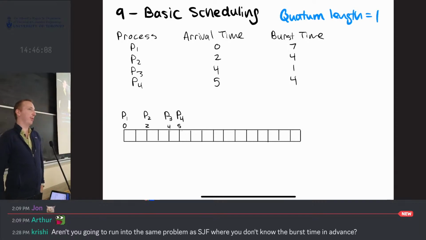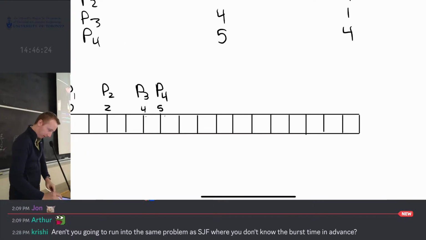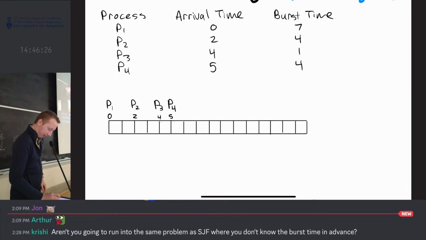With quantum length equal to 1 and see what the difference is. So in this case, every single time unit we get to make a new decision. So this will be fun. This will be the most annoying one. Same arrival, same burst time, same everything, just we have to make the decision at every single time unit, which will become very tedious very quick.